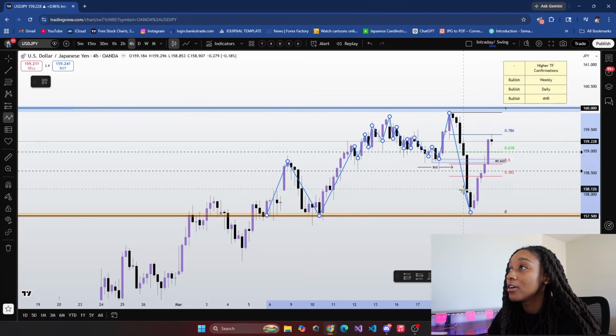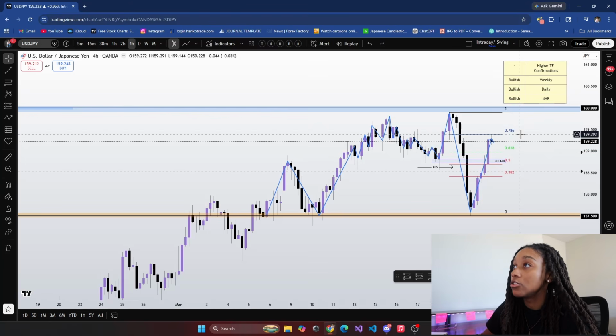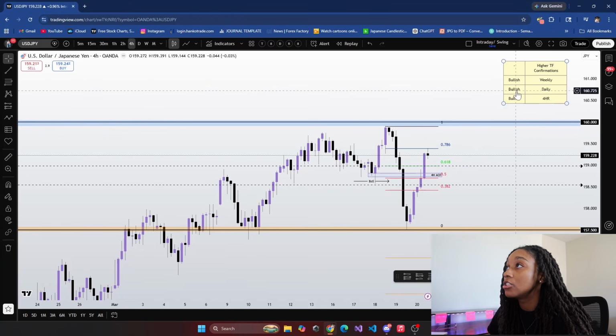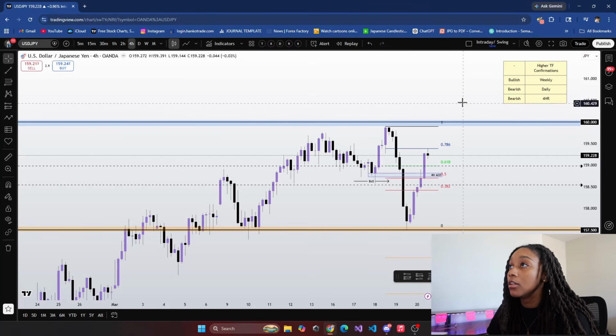So 4 hour, again, we're coming back to grab some liquidity. We have not broken this high, right? It seems like we're actually starting to form a potential lower high around this area. So right now, as you can see, my weekly is bullish, my daily time frame is bearish, and my 4 hour time frame is also bearish as well. So because I have 2 consecutive time frames going to the downside, I am looking for sales.